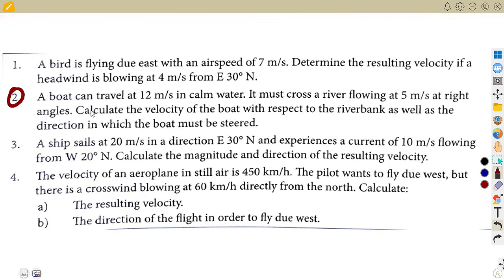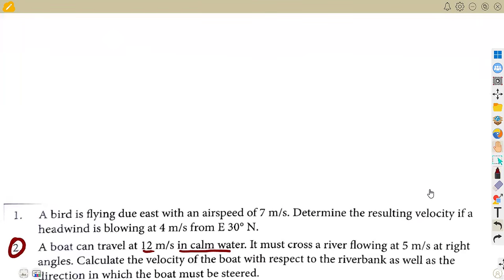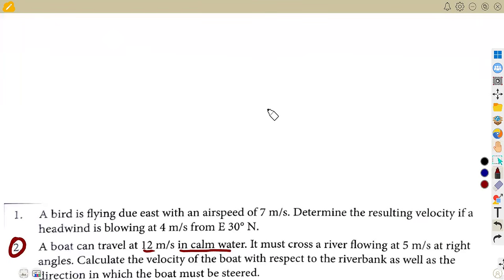They're saying that a boat can travel at 12 meters per second in calm water. So these are like still conditions. When something is still, it's not affected by anything at that moment. It's a still condition. So normally, when something is calm or moving in still conditions, you just present it this way, right?